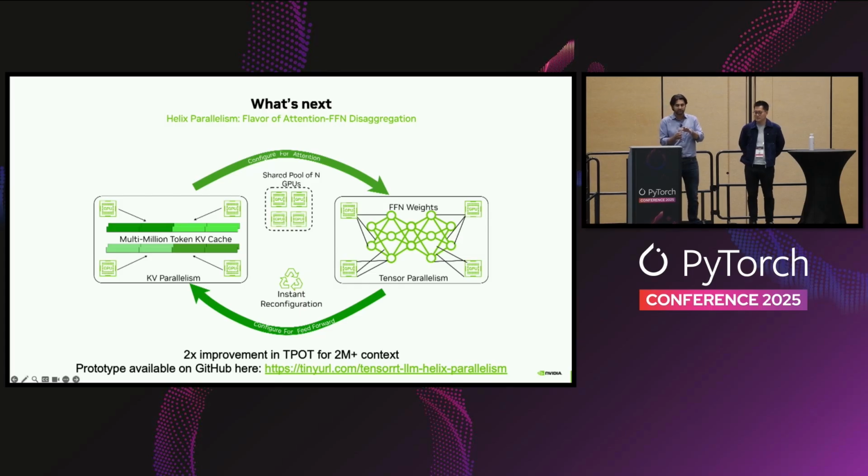With Helix parallelism, we shard the KV cache across GPUs in combination with tensor parallelism during execution of the attention block. And this allows us to quickly process chunks of the context phase in parallel. And then we reuse those same GPUs that were used for KV parallelism during attention as pure tensor parallelism during the execution of the FFN blocks. And so a prototype for this feature is fully open source and available on our GitHub now.